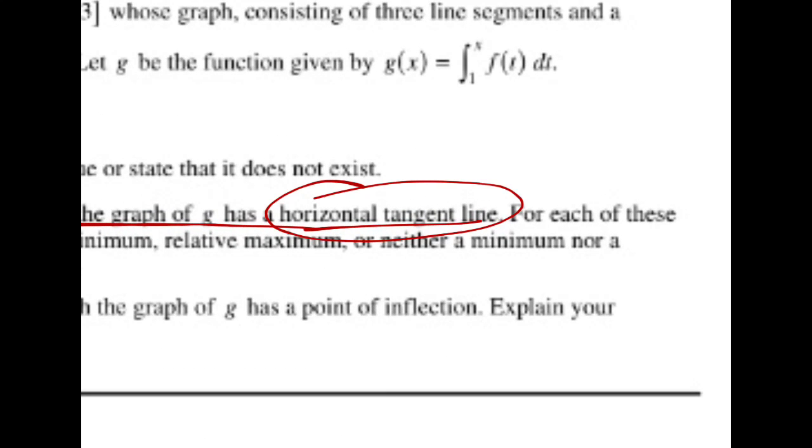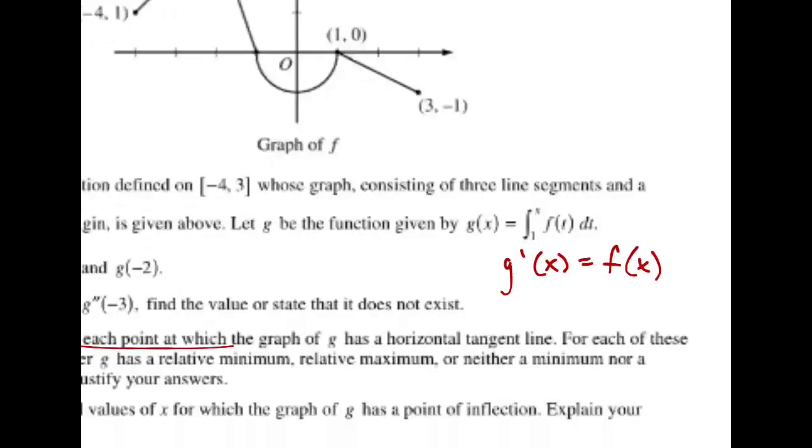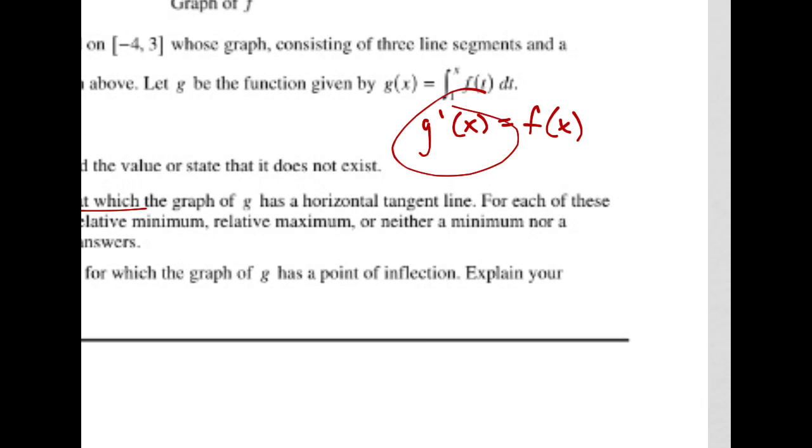Horizontal tangent line. Tangent line. I'm thinking of derivative. So I'm thinking of the derivative of G. That means I just plug in the derivative of G. We already talked about that. G prime is just f of x, right? And we have the graph of f of x. We want the horizontal tangent line. That means we want the derivative to be 0, because that means it has a slope of 0, which is the horizontal tangent line.